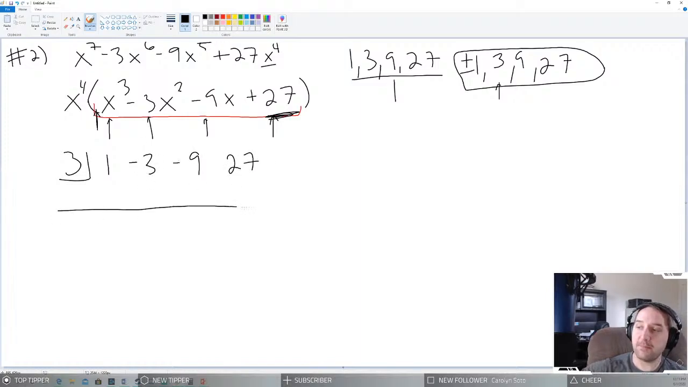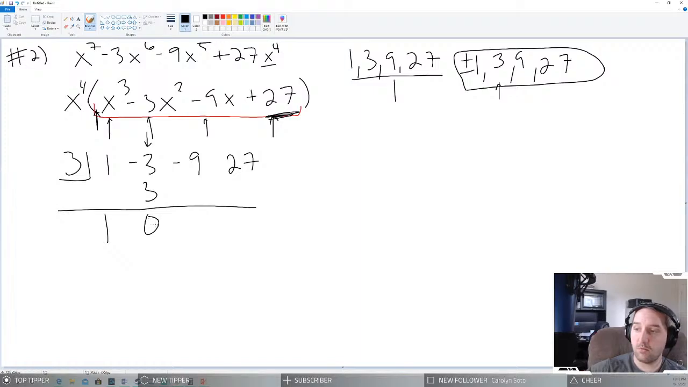Now if, hypothetically, x squared wasn't there and it didn't say negative 3x squared, we have to put a placeholder. So we would put a 0 in that place if there wasn't an x squared. Sometimes we forget that, but we've got to pay attention and make sure that all those things are there. So then we're going to add straight down and multiply, because all we're doing is dividing now.